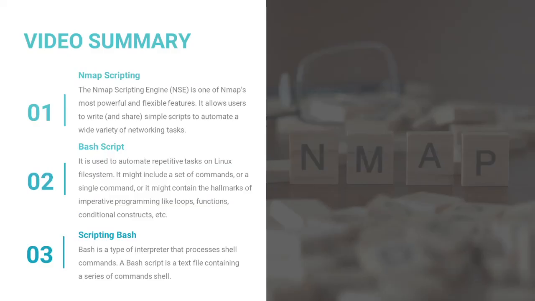Well, as I mentioned, Nmap Scripting Engine is one of Nmap's most powerful and flexible features, and allows users to write and share simple scripts to automate a wide variety of networking tasks. Also, a bash script is used to automate repetitive tasks on a Linux file system. It might include a set of commands or a single command, or it might contain imperative constructs like loops, while, if, functions, conditions, and so on. Bash is a type of interpreter that processes shell commands. A shell bash script is a text file containing a series of shell commands.